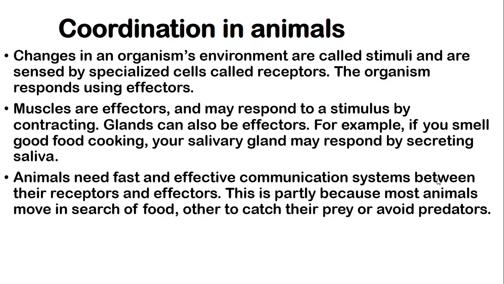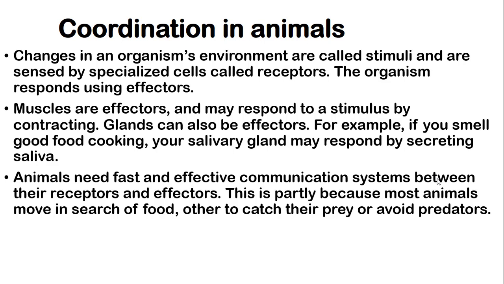Animals need fast and effective communication systems between their receptors and effectors. This is partly because most animals move in search of food, either to catch their prey or avoid predators. Now, inside the bodies of living organisms, specifically the human, there are two ways of communication.